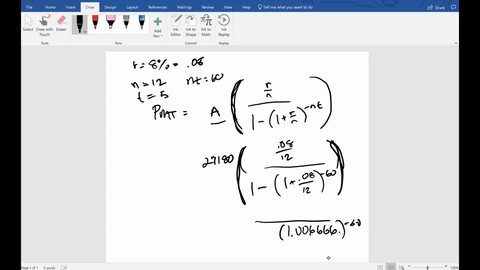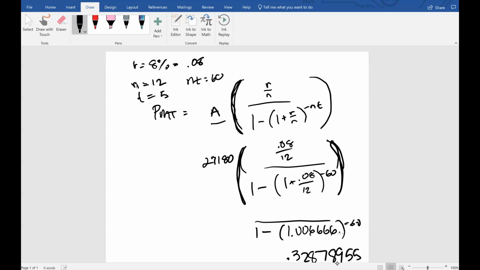I got 0.67121044 repeating. Now I'm going to take that and subtract it from 1. So 1 minus that answer gives me on the denominator 0.32878955, probably repeating. Okay, so that's my denominator.